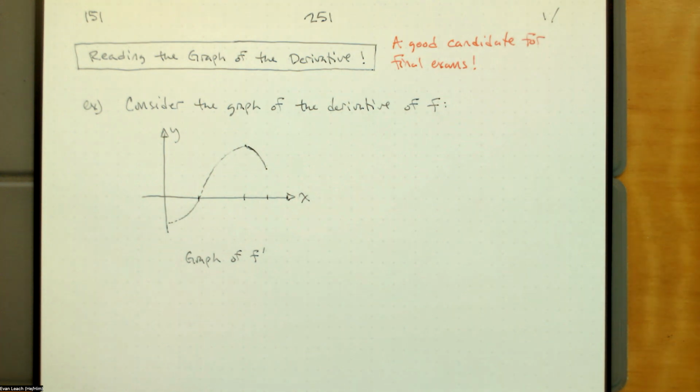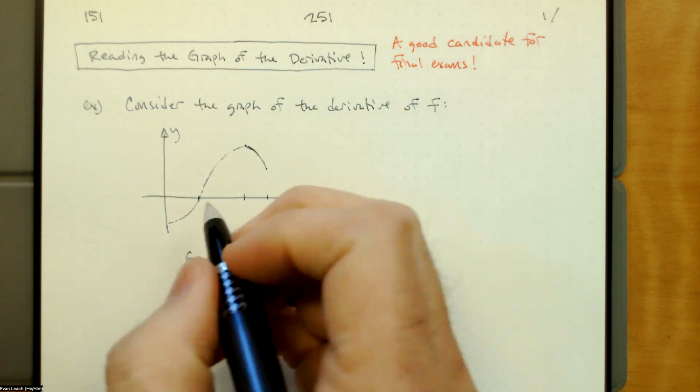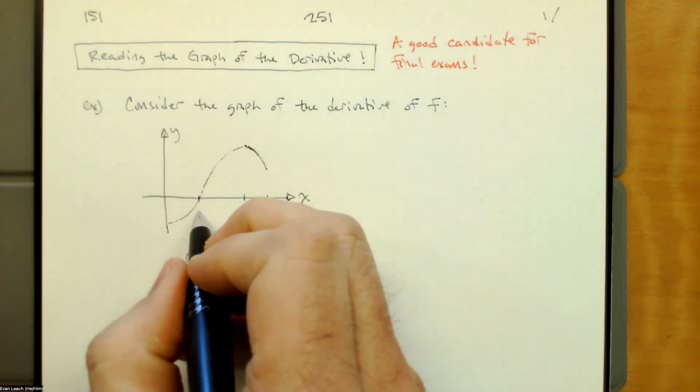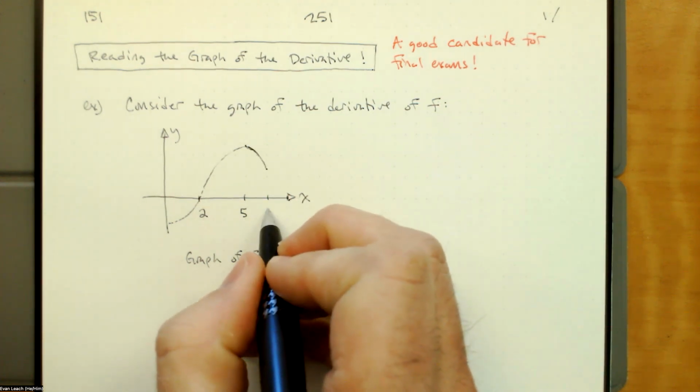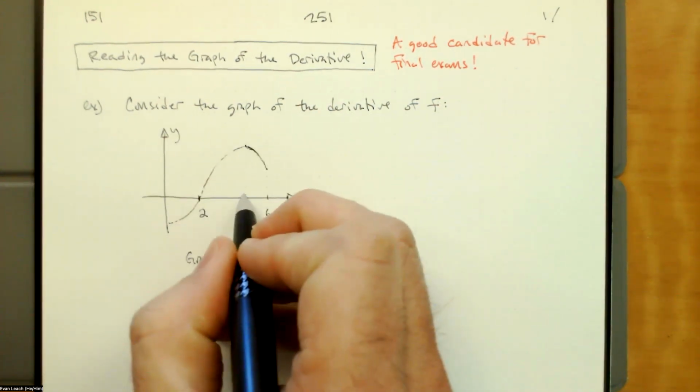Here's the way I do this curvy version of the problem. First of all, I tell you where these things happen. This clearly happens at 2. This must be happening at 5, and this is only 1 unit later at 6. This is not drawn to scale.